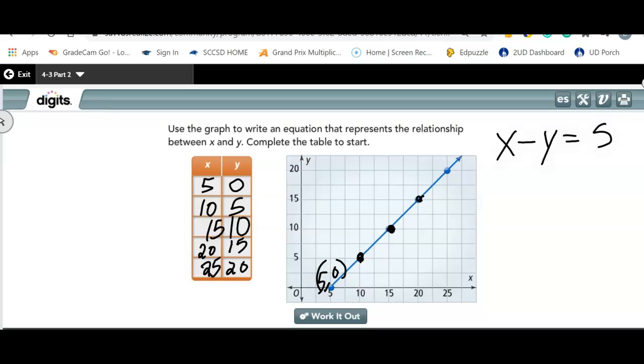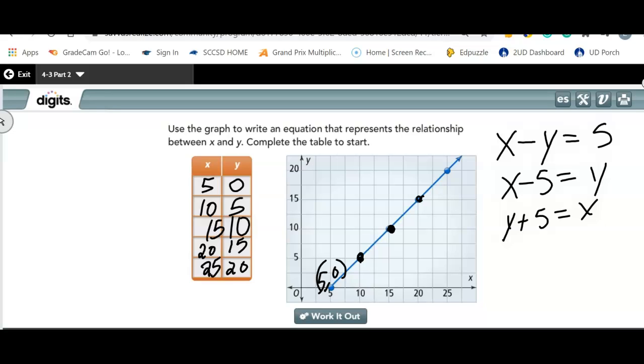Let's see here. Max. So 5 minus 5, that equals 0. 10 minus 5 equals 5. 15 minus 5 equals 10. It works. Another one. Tyson. That works. 0 plus 5 equals 5. 5 plus 5 equals 10. 10 plus 5 equals 15. All three of those work.